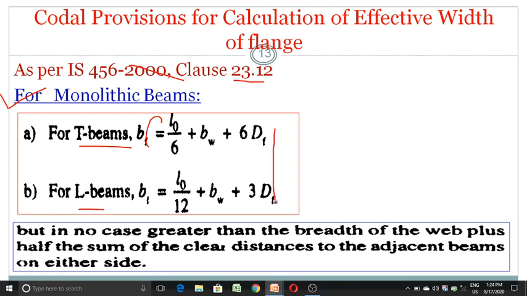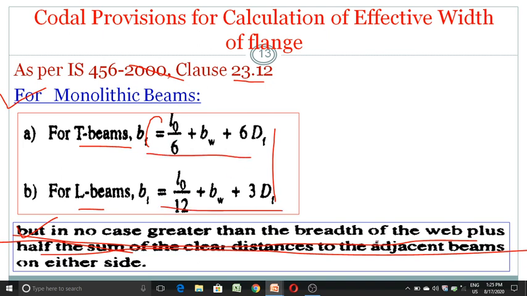While giving these two equations for calculating effective flange width, there is one condition, or note, given by IS 456-2000: in no case greater than the width of the web plus half the sum of the clear distance to the adjacent beams on either side. What do you mean by this? The effective flange width calculated using this Codal provision should not be more than the condition given here. This condition we have already explained, but I will explain again here.